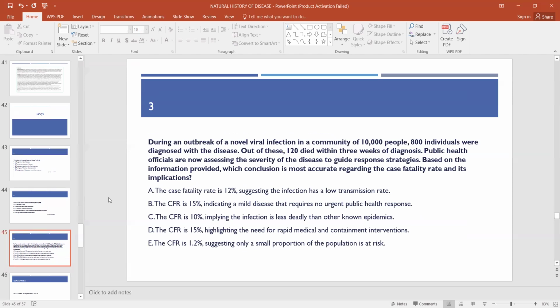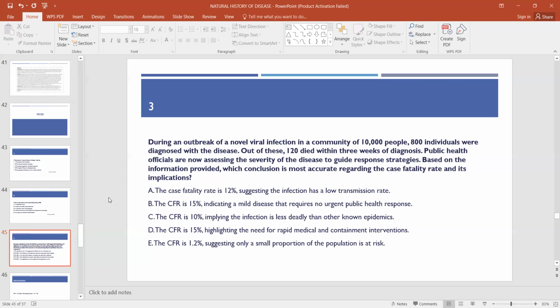A, the case fatality rate is 12%, suggesting the infection has a low transmission rate. B, the case fatality rate is 15%, indicating a mild disease that requires no urgent public health response. C, the CFR is 10%, implying the infection is less deadly than other known epidemics. D, the CFR is 15%, highlighting the need for rapid medical and containment intervention. E, the CFR is 1.2%, suggesting only a small proportion of the population is at risk.